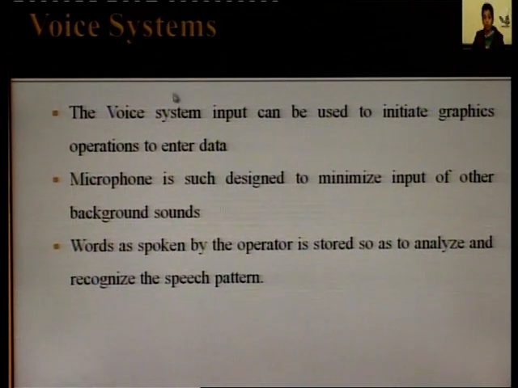Next is the voice system. The voice system is also an input device. Voice system input can be used to initiate graphics operations or to enter data. That means we feed information and give a command to the system that makes our image move up and down. The microphone is designed to minimize input of other background sound. Words spoken by the operator are stored so as to analyze and recognize the speech pattern.